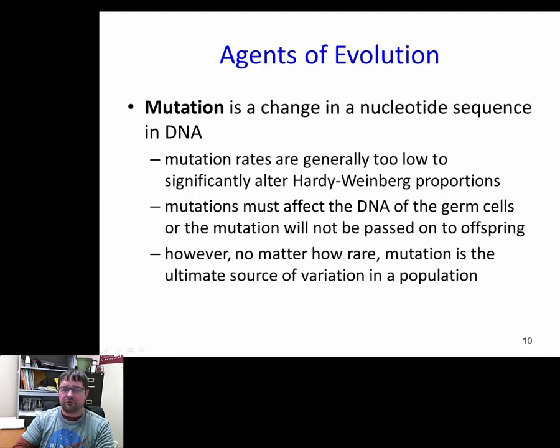And like I said before, no matter how often they happen or how rare they are, in the end, mutations are what gives us those new alleles. It gives us that new variety of a gene. And by doing so, other agents of evolution can act upon it: natural selection, sexual selection, even artificial selection.